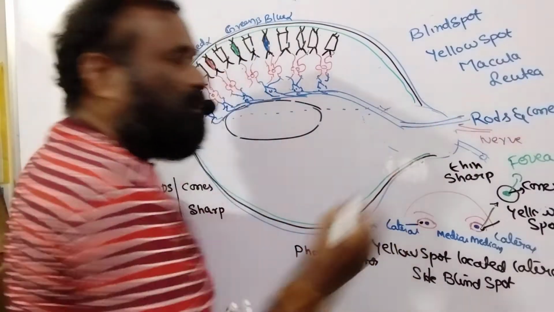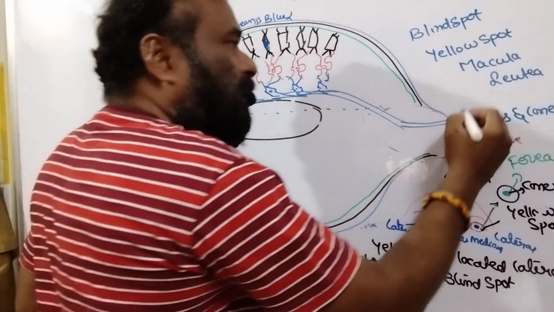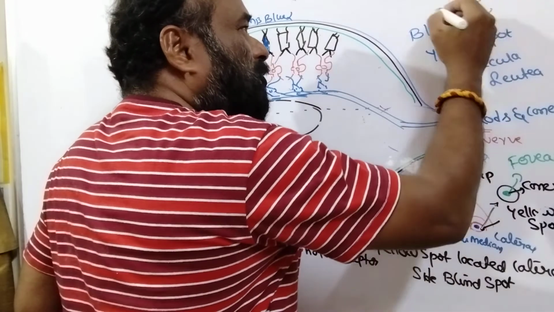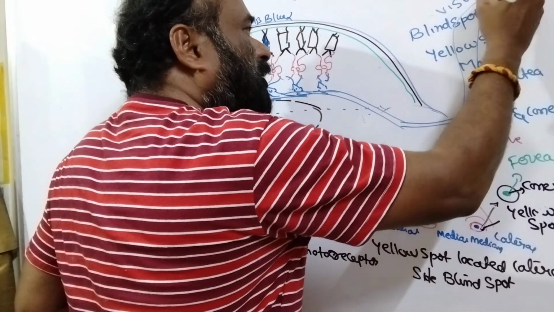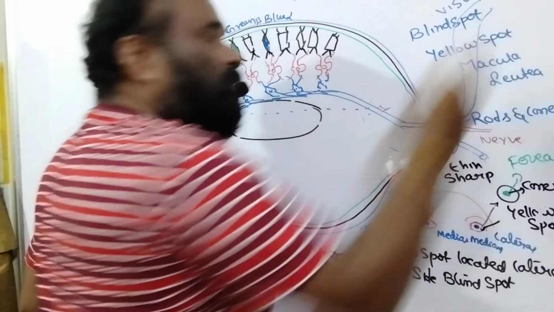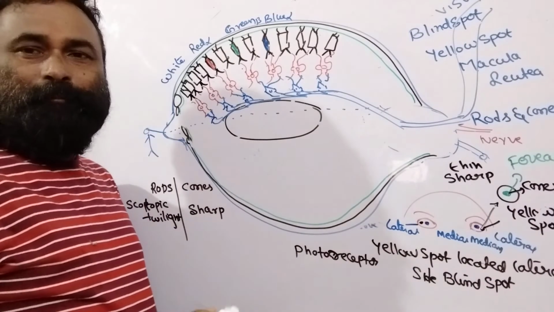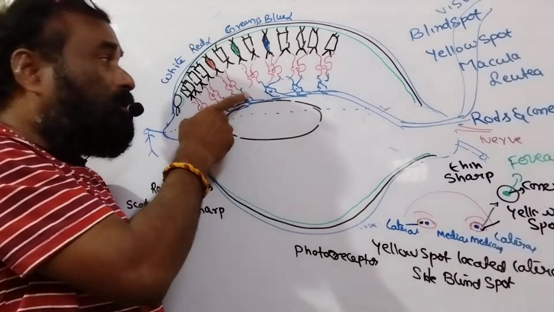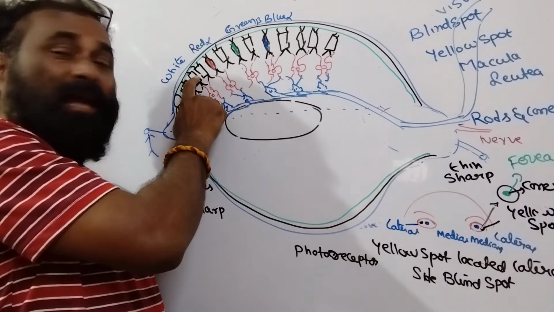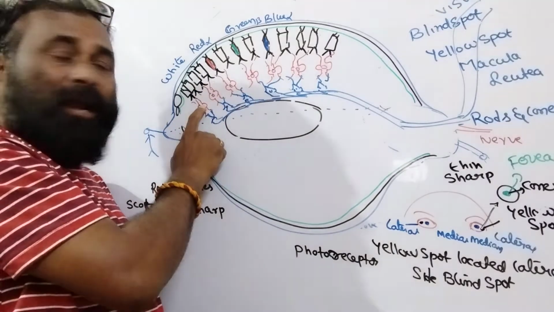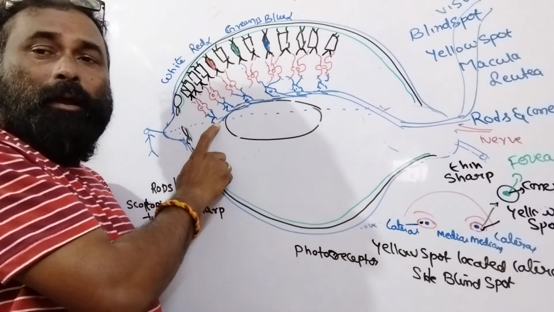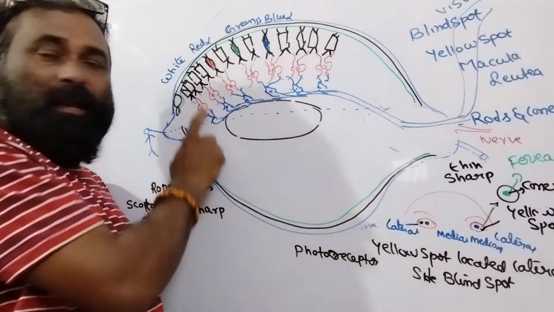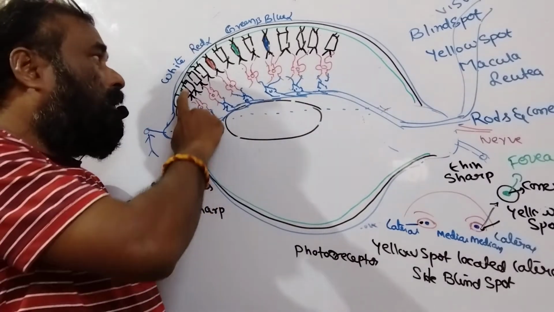This nerve is said to be the optic nerve. This optic nerve goes and joins with the visual cortex of the brain. These are the three layers of cells from outer margin to inner margin: the photoreceptor layer, the bipolar nerve cell layer, and the ganglionic nerve cell layer.